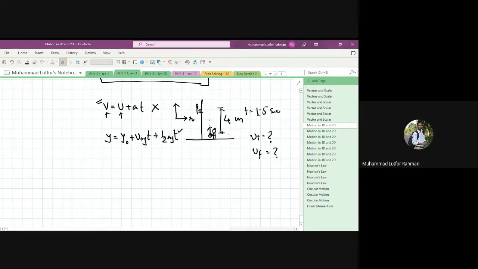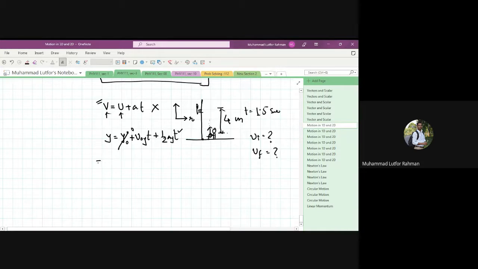Now, if I choose this as my origin, I can write y naught would be 0. Otherwise, if you choose this as your origin, then you have to know the distance between that origin and the ball. You have to find that, and in that case that would be y naught. But for simplicity of the calculation, I just shift the origin from here to here. Fine, then y naught would be basically 0.